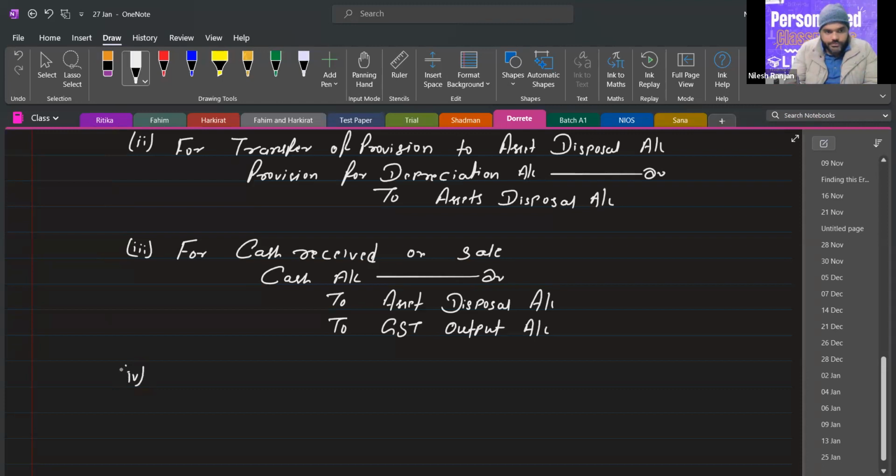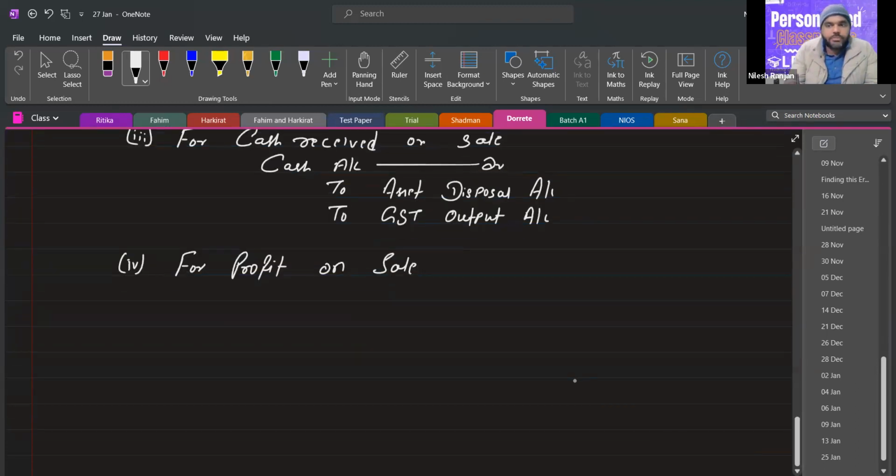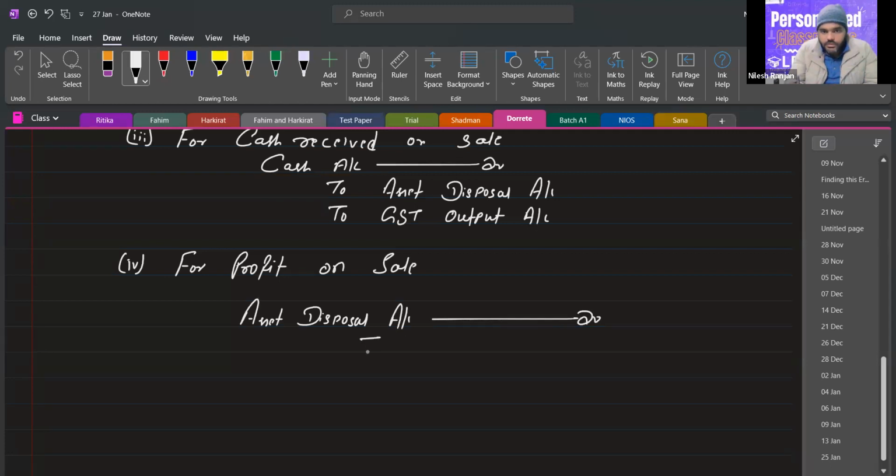Now entry number four, for profit on sale. Whenever you calculate the balance in asset disposal account, you will get profit or loss, so you don't have to calculate separately. You will just calculate the balance and you will get the answer. But in a journal entry, you have to calculate. So for profit on sale, the entry is asset disposal account debit to profit and loss.